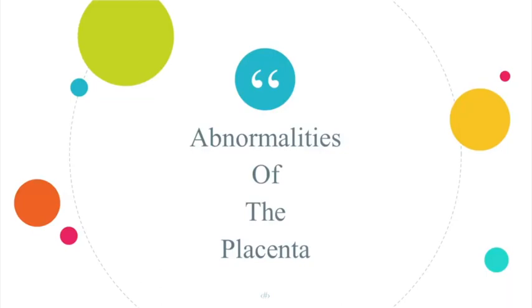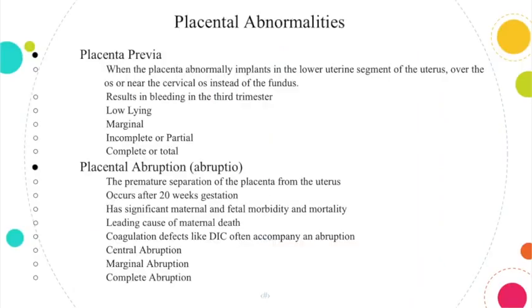The next section of this content talks about the abnormalities of the placenta. We've talked about the normal placenta, I'm using air quotes, the normal umbilical cord with Wharton's jelly. These are the abnormal things that we're going to find now. First, we're going to discuss a placenta previa and a placental abruption.